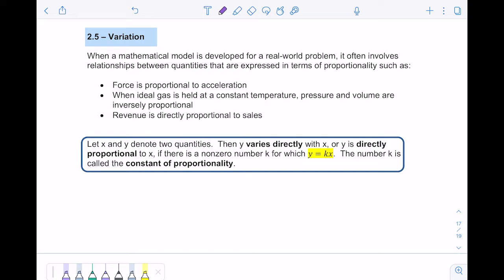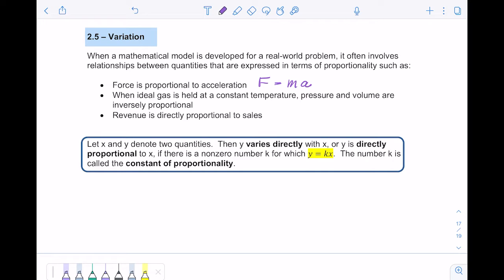When we have mathematical models that are developed for real-world problems, a lot of times the relationships between the quantities involved are expressed in terms of proportionality. You might remember from physics that force is proportional to acceleration. If you're thinking of the formula, force equals mass times acceleration, so that is linear. When an ideal gas is held at a constant temperature, pressure and volume are inversely proportional, and revenue is directly proportional to the amount of sales.